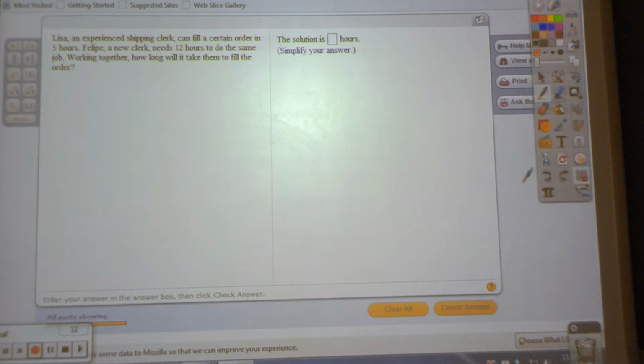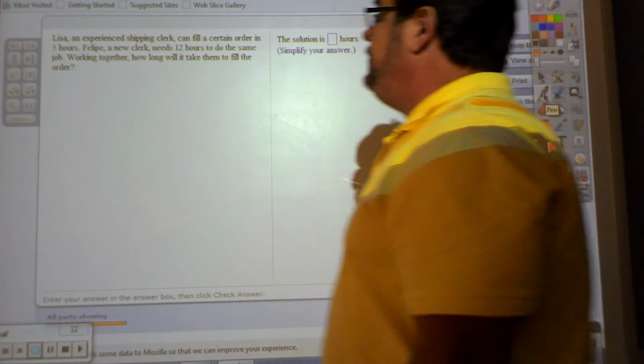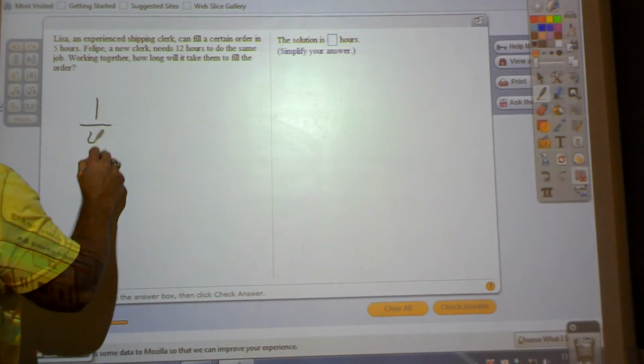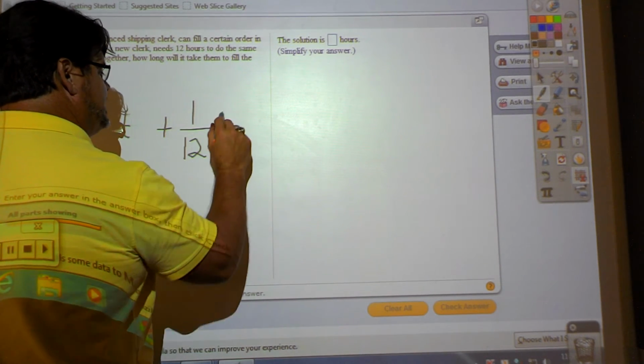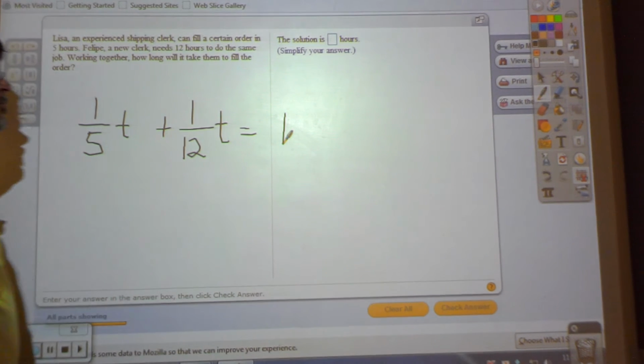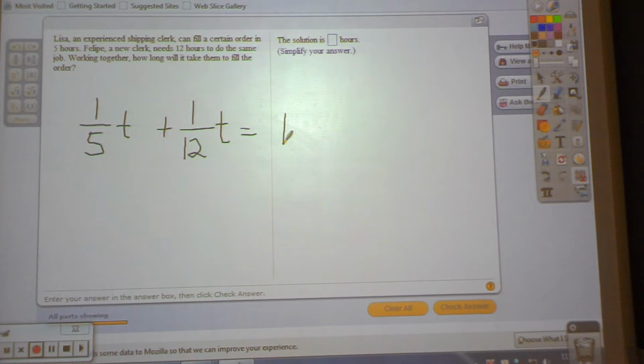All right, go back to the problem. Lisa and an experienced, blah, blah, blah. How long will it take them both to do the same job? Well, the job is equal to 1. So 1/5 T plus 1/12 T is equal to 1. They're both working on the same single job, so 1. So now all you got to do is clear the fraction and solve.